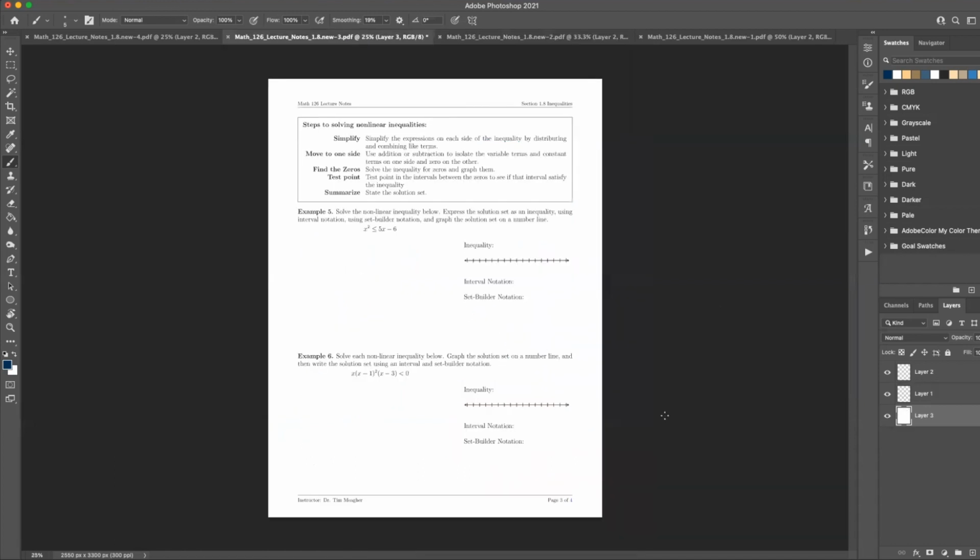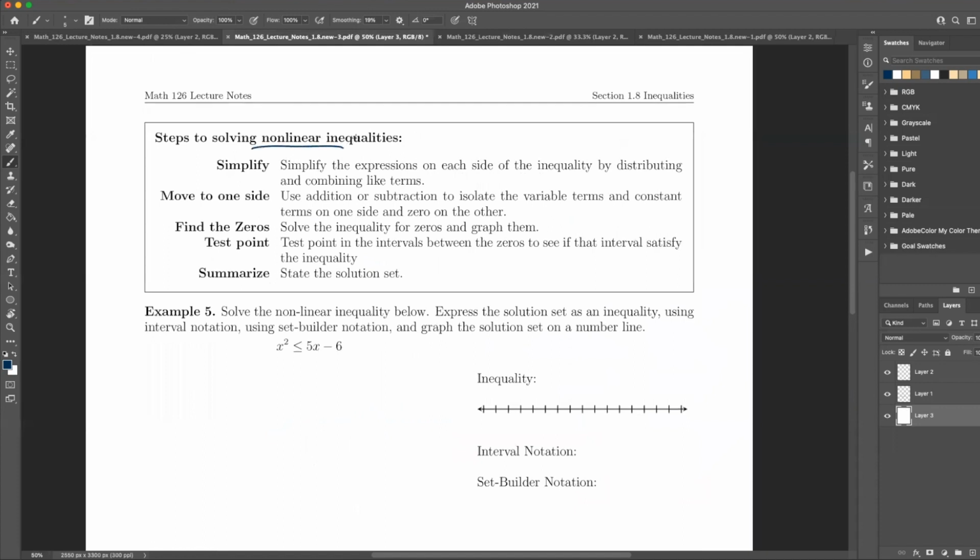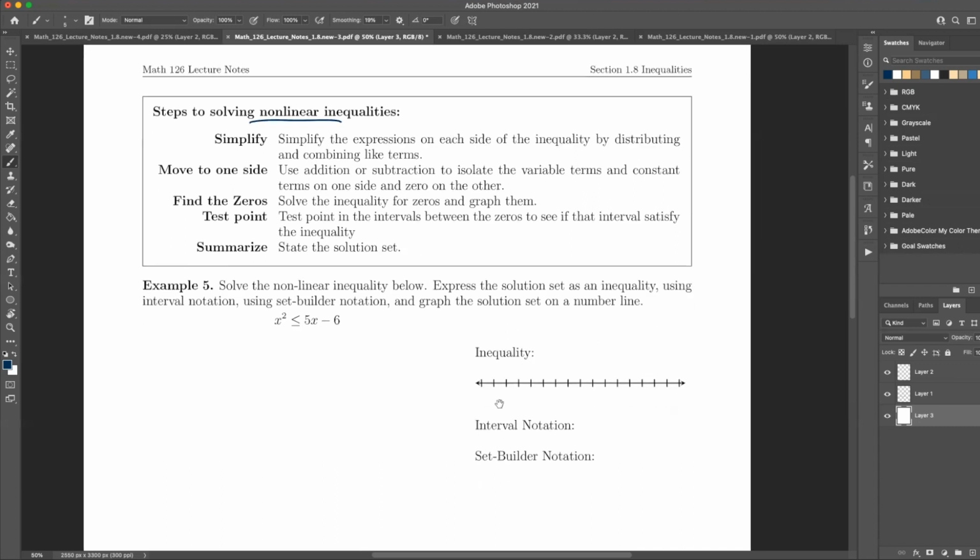All right, so let's talk about how to solve nonlinear inequalities. This is the part that would be either new or not really well known. So, solving nonlinear inequalities: you simplify as much as you can. You move everything, the variable terms and everything, to one side. You find the zeros and graph them, and then you test points in between on the graph and see if they satisfy the inequality. Let me show you how this is done.